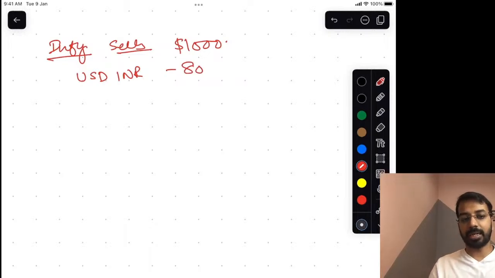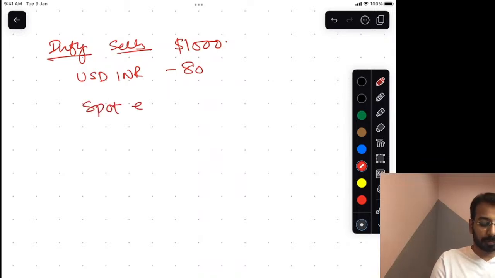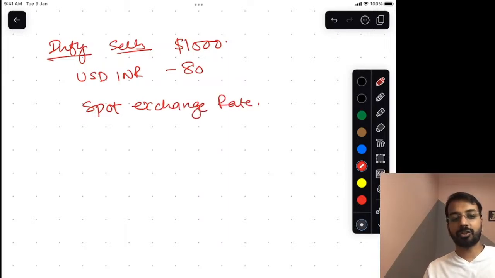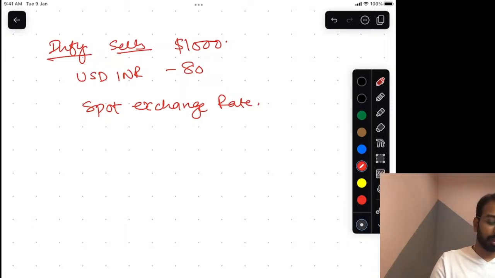Now, if this is the transaction, what the standard says is that on the date of transaction you have to record or measure the transaction in what? In the functional currency. Now, if you have to measure the transaction in the functional currency, how will you measure? You have to decide what is the spot exchange rate. What is the spot exchange rate between USD and INR?